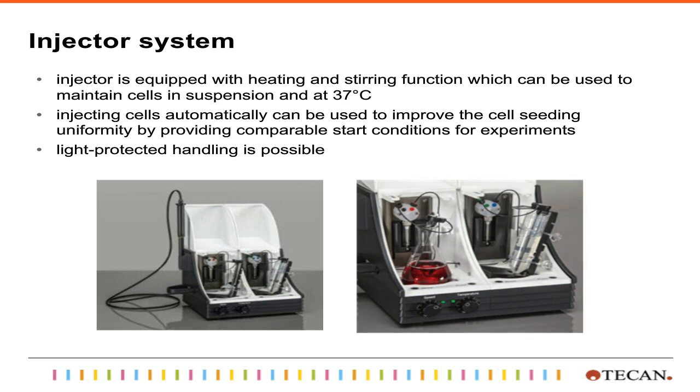So improving seeding uniformity for your cell cultures is quite easy using the Spark injector system, which provides a comparable start condition for all your experiments. And of course, the entire injector box can be used in a light-protected way to protect any light-sensitive substances or any cells that are susceptible to photobleaching.